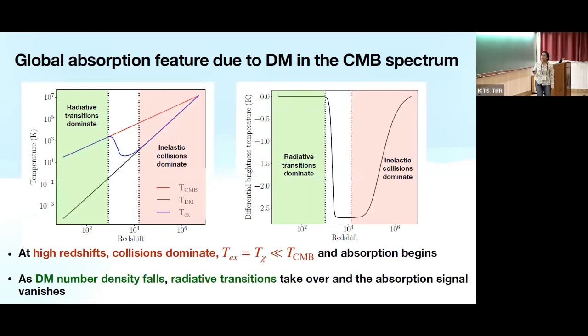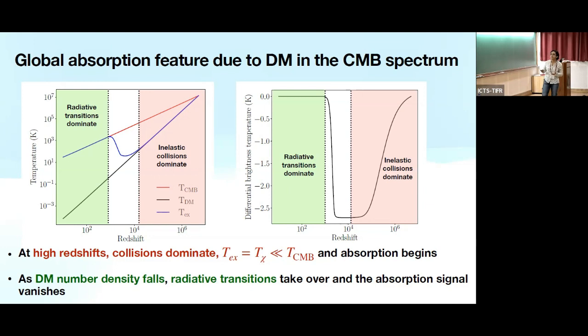So now this is a timeline. I'm plotting different temperatures, CMB, dark matter, and excitation, as a function of redshift. When dark matter decouples, the dark matter temperature falls from the CMB temperature. And at these high redshifts, inelastic collisions are strong, so the excitation temperature is going to be equal to the dark matter temperature. So when the CMB passes through these dark matter particles, since the temperature is lower, we will see an absorption. So you can see when collisions dominate, we start seeing an absorption signature.